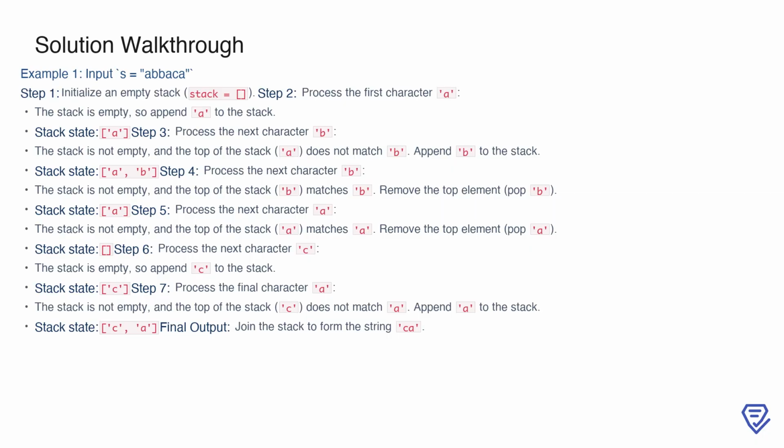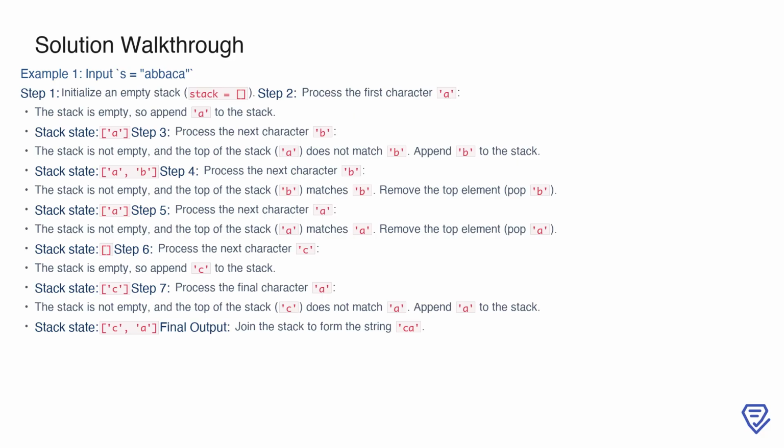To solve this problem, we use a stack to help us efficiently remove adjacent duplicates. Let's work through example 1, where the input string is "abbaca". First, we initialize an empty stack. We then begin processing the characters one by one. Starting with the first character, the stack is empty, so we simply append it to the stack. The stack now contains a.